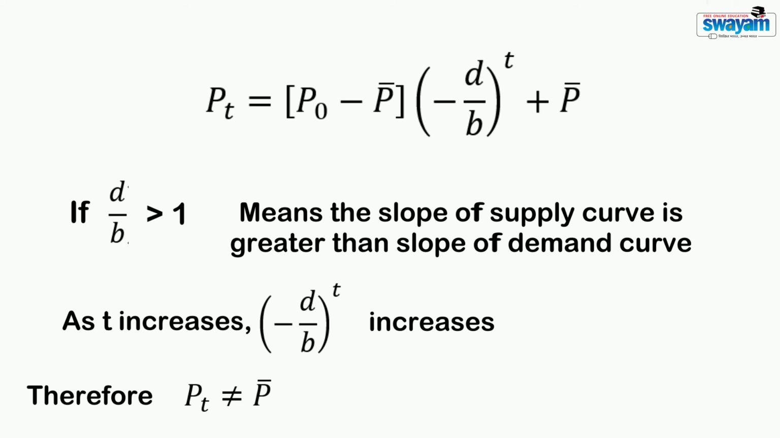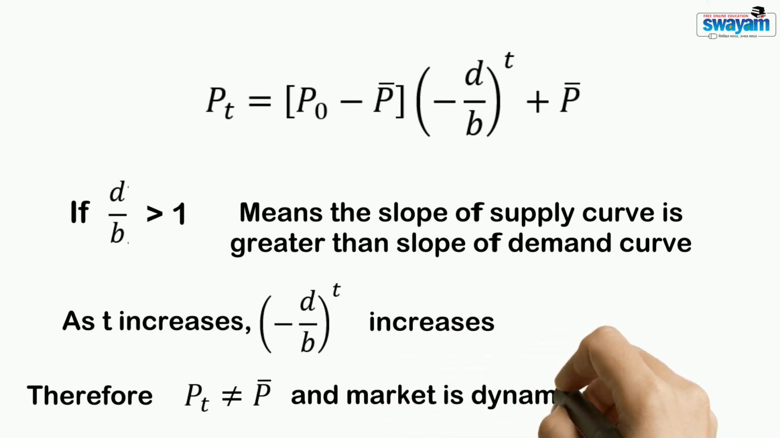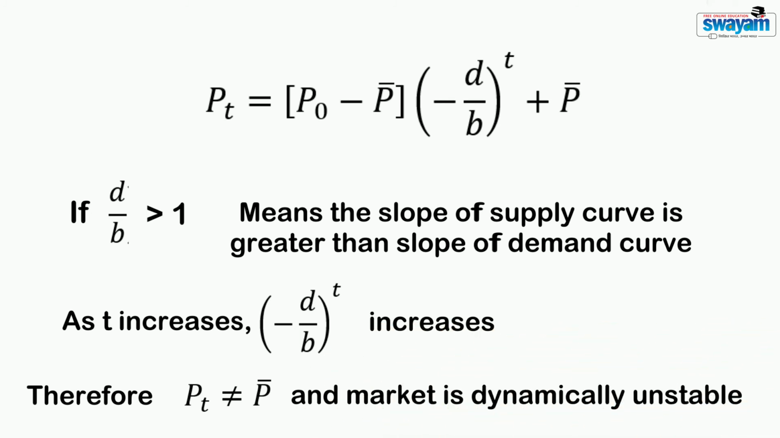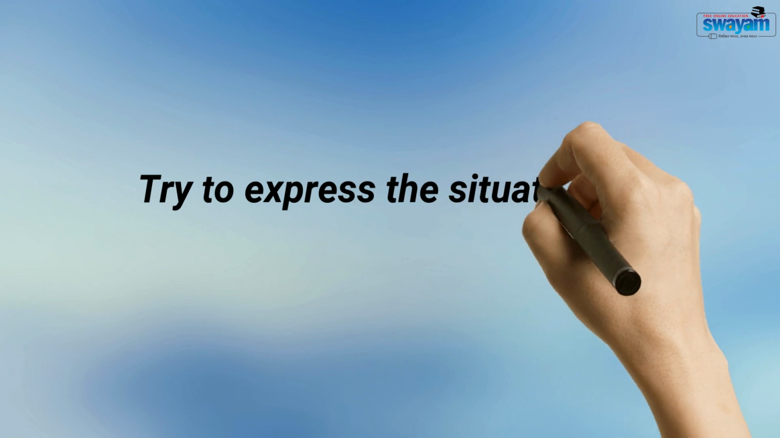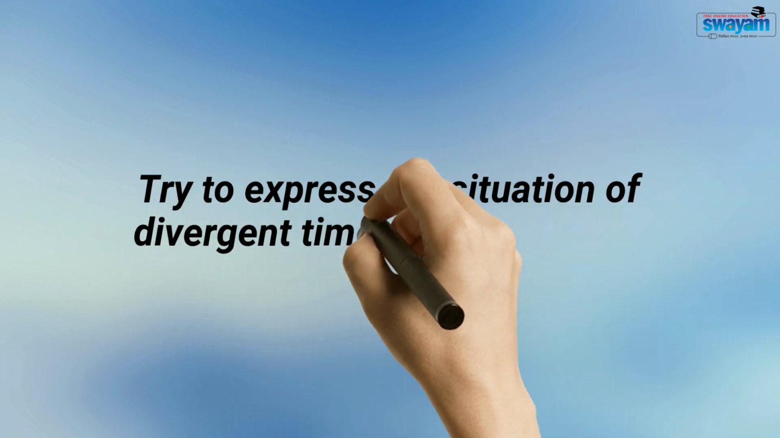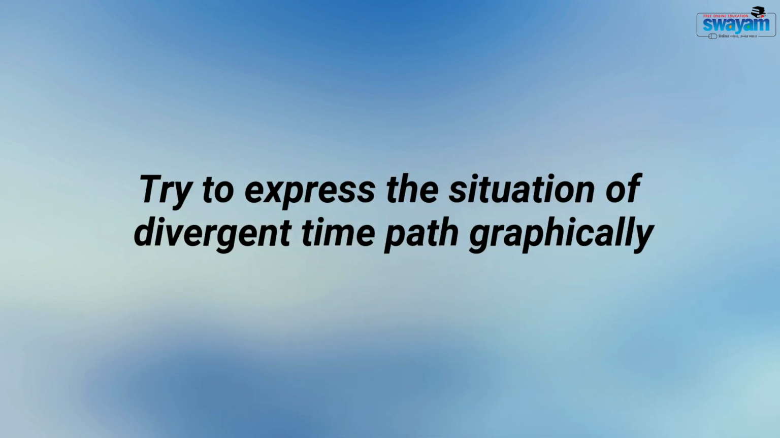This shows that if the slope of the supply curve is greater than the slope of the demand curve, the time path of price moves away from the equilibrium price and is said to be divergent, or the market is said to be dynamically unstable. Can you explain this situation of divergent equilibrium path graphically? Try it.